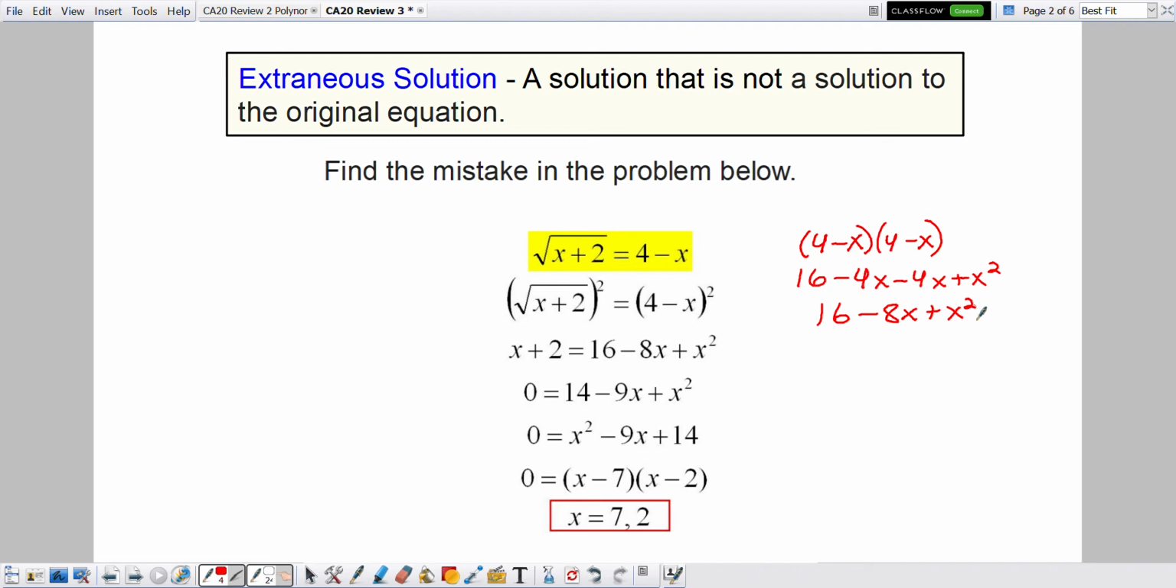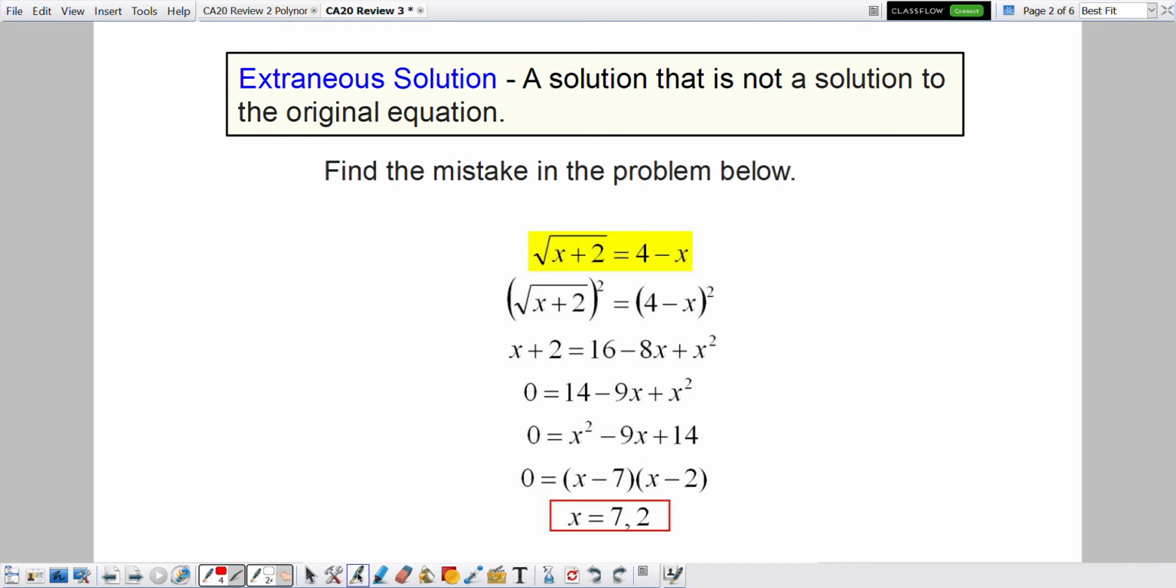Let's see what else they did. Looks like they subtract 2 from 16 and get 14. Yes, they subtract x from negative 8x and get negative 9x. That works. They put this in descending order. They just rearranged it. That was fine. The factors look right, and so they get 7 and 2. I don't see a mistake in the work, and there isn't. So, knowing that the work is correct, why does it say to find the mistake?